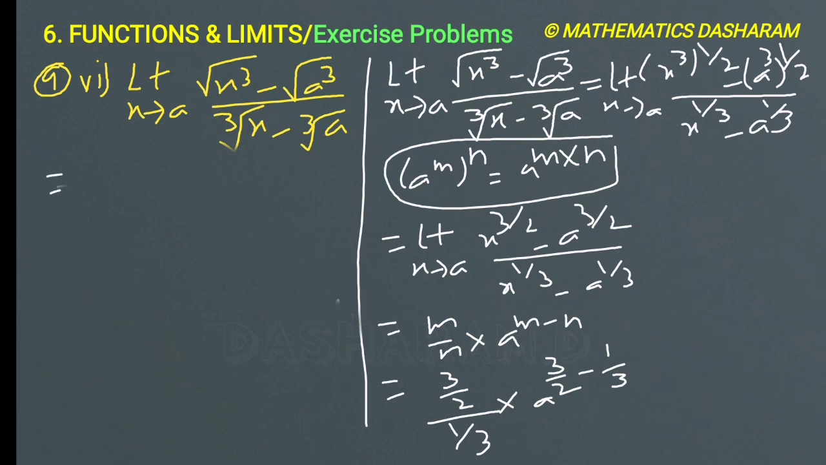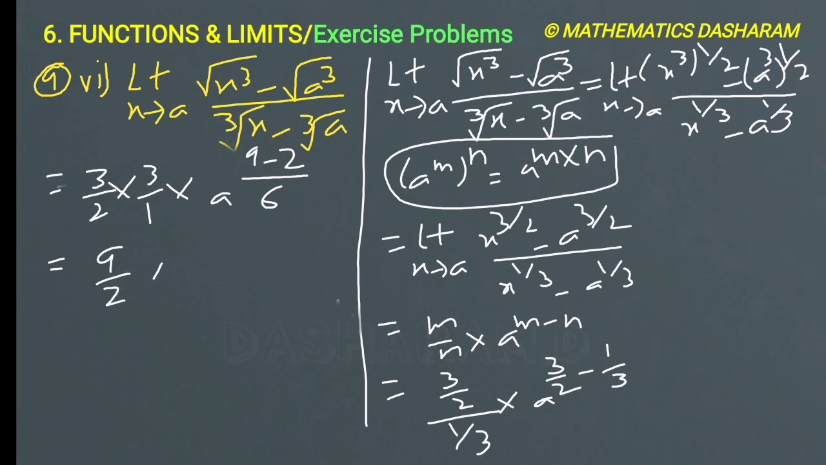So it is equal to 3 by 2 into 3 by 1 into a to the power of the LCM of 2, 3. LCM is 6. So 3 3s are 9 minus 2 into 1 is 2. So 9 by 2 into a to the power of (9 minus 2) 7 divided by 6. So this is our required answer.